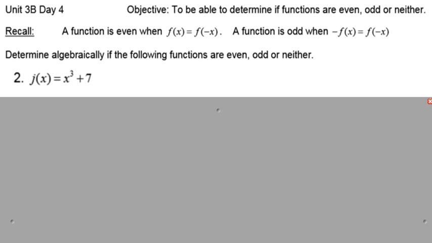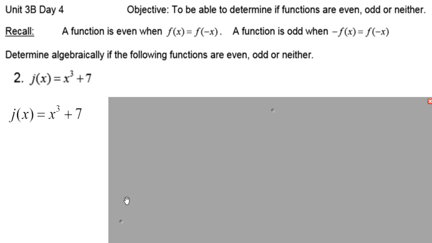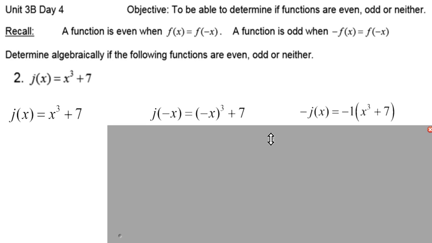Our next function, j of x equals x to the third plus 7. Again, we're going to look at those two transformations and see if that determines an even, odd, or neither function. So we're going to take the opposite of our inputs and the opposite of our outputs and see what happens.